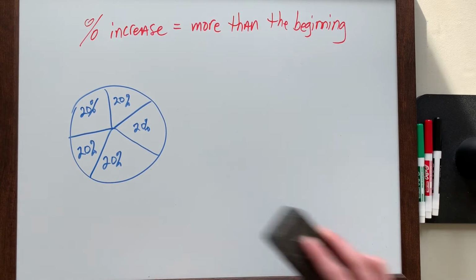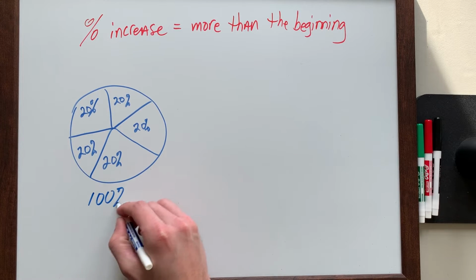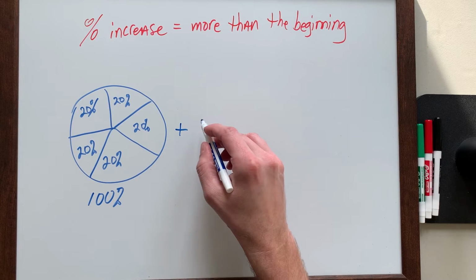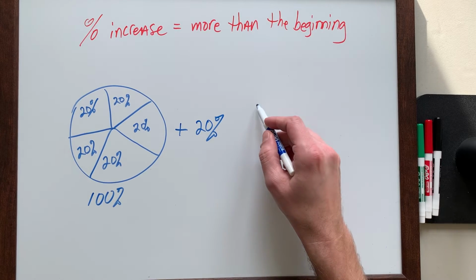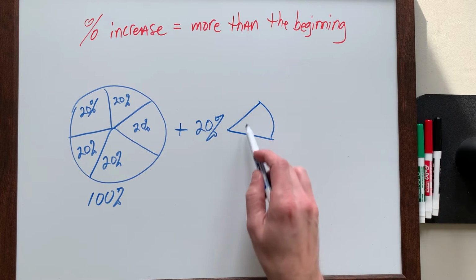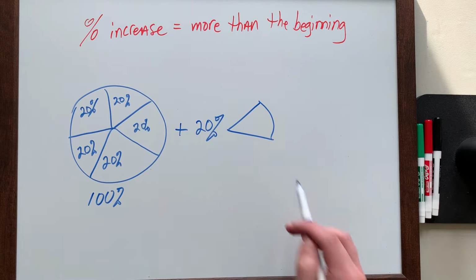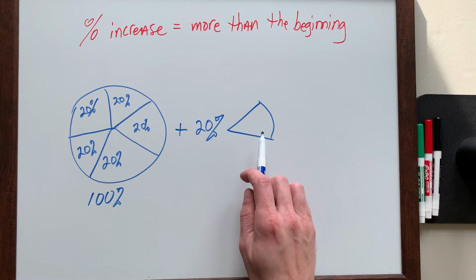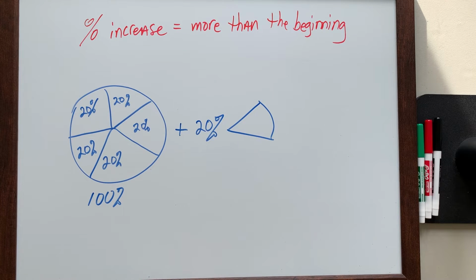So if we talk about a percent increase, this is 100% right here if I have all 5 pieces, the whole pie. What if I want to add 20% more? Well, what I'm really doing is I'm adding this guy. Let's pretend that this guy right here is the same as these other pie slices. 20% more means I have whatever I started with, and now I'm going to add another chunk to it so that at the end I have more than I started.